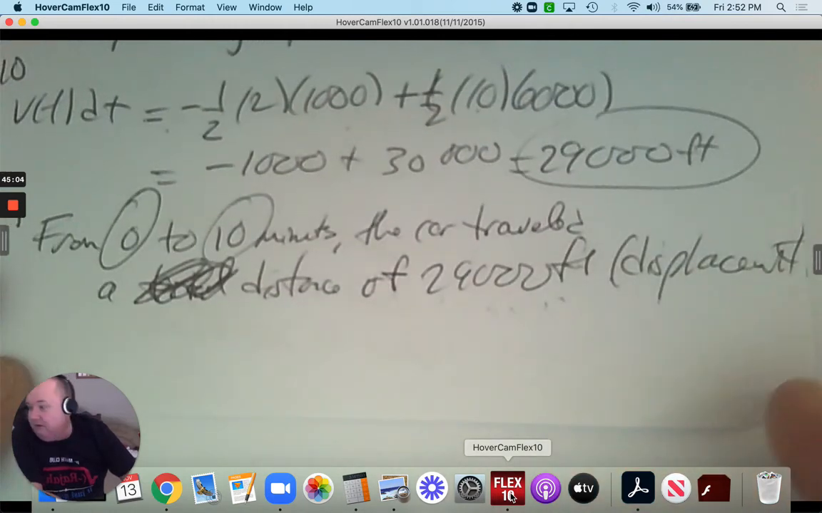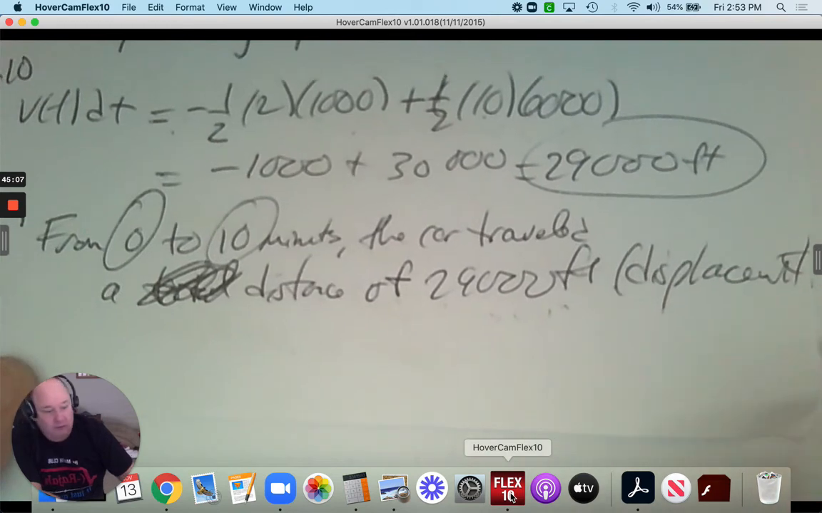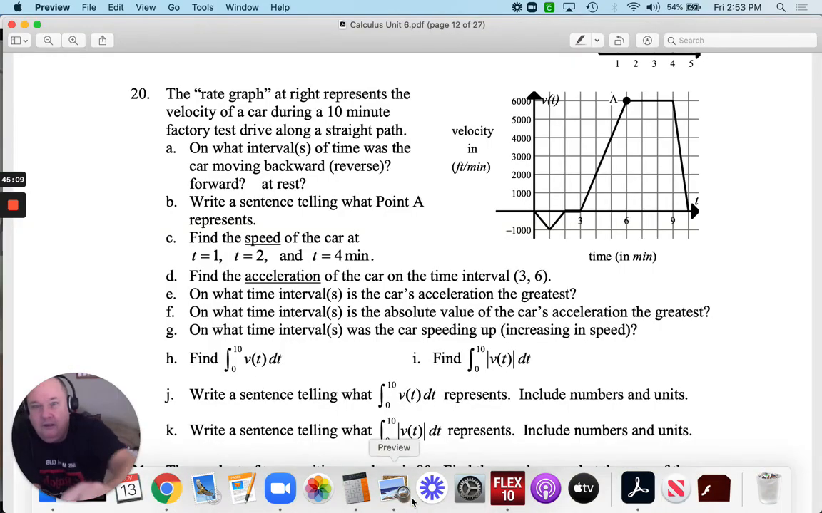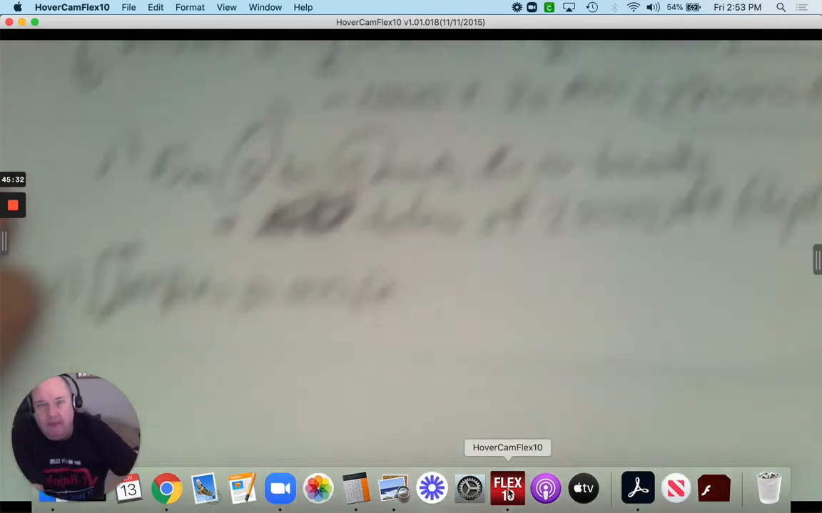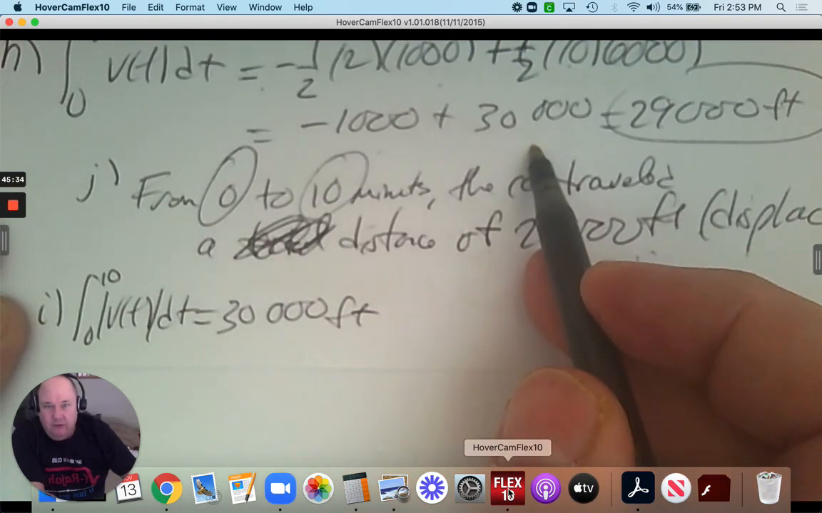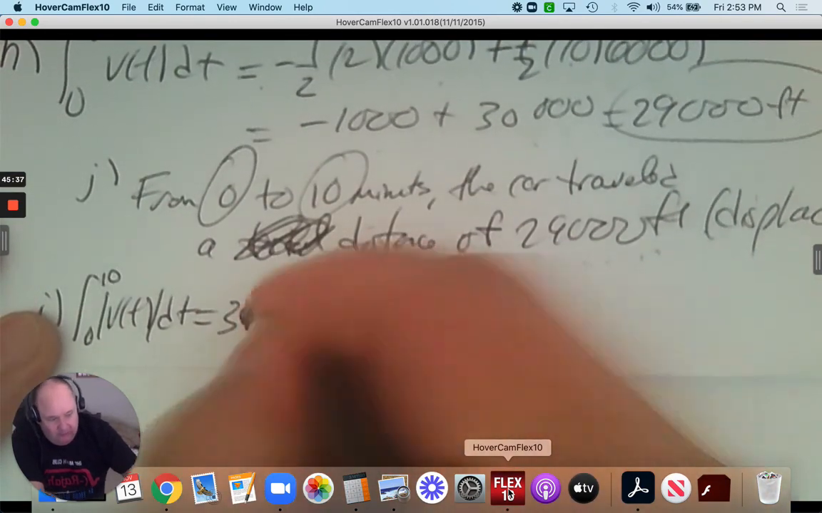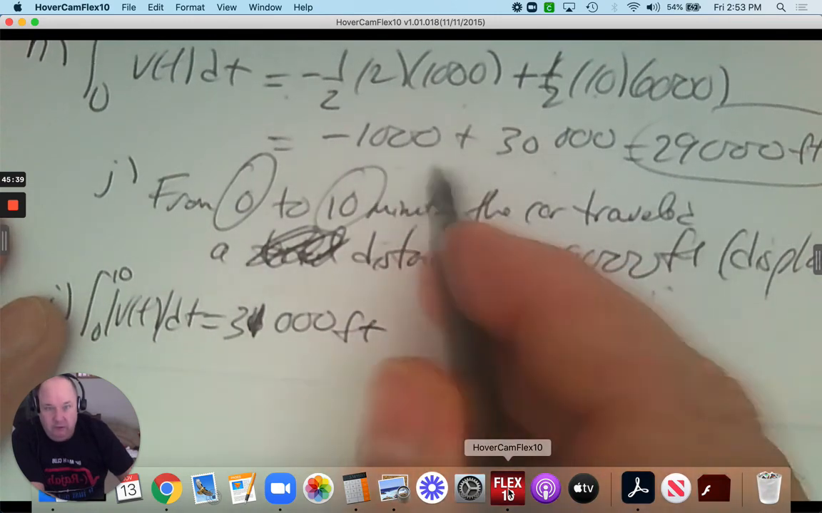Now the total distance of the vehicle. So the second part, which is the absolute value. So the absolute value is you take that area of the triangle and it becomes positive. So you're integrating from 0 to 10 of the absolute value, so it all becomes positive. We already did the hard work, so you don't need to do it again. So instead of negative 1,000 plus 30, you add them. Oops, this should actually be 31,000 feet if you add them together.